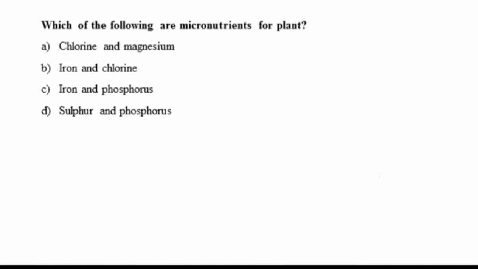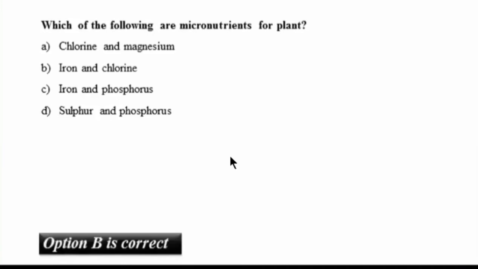The next question is, which of the following are micronutrients for plants? There are 7 essential plant nutrient elements that are defined as micronutrients: boron, zinc, manganese, iron, copper, molybdenum, and chlorine. These constitute less than 1% of the dry weight of most of the plant. So from the given options, the correct answer is option number B, iron and chlorine.